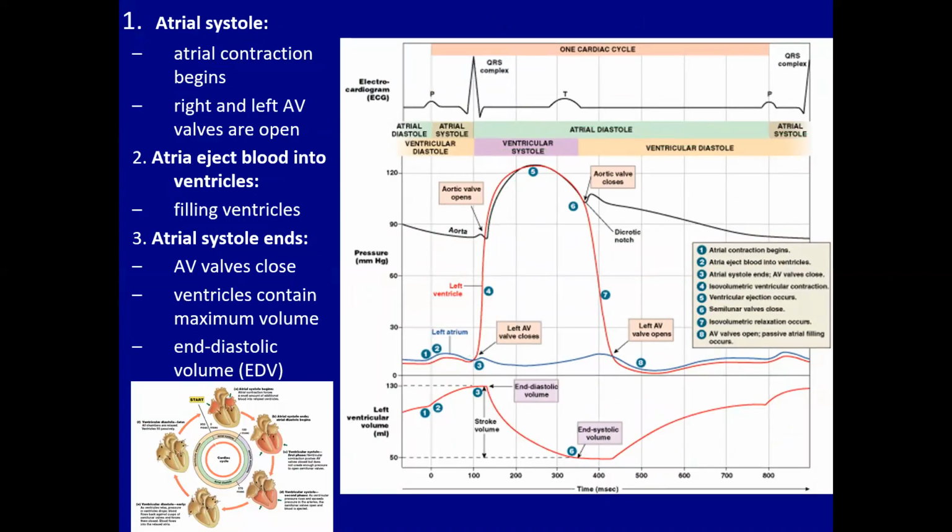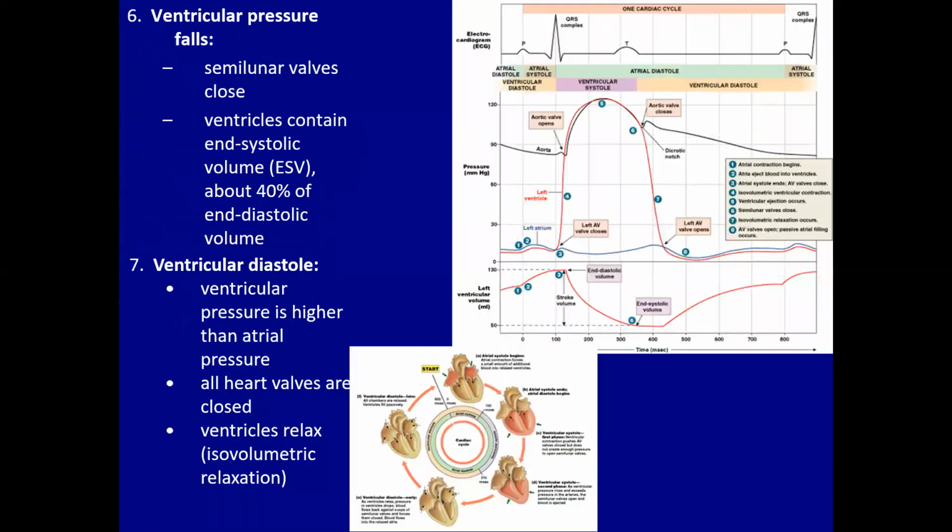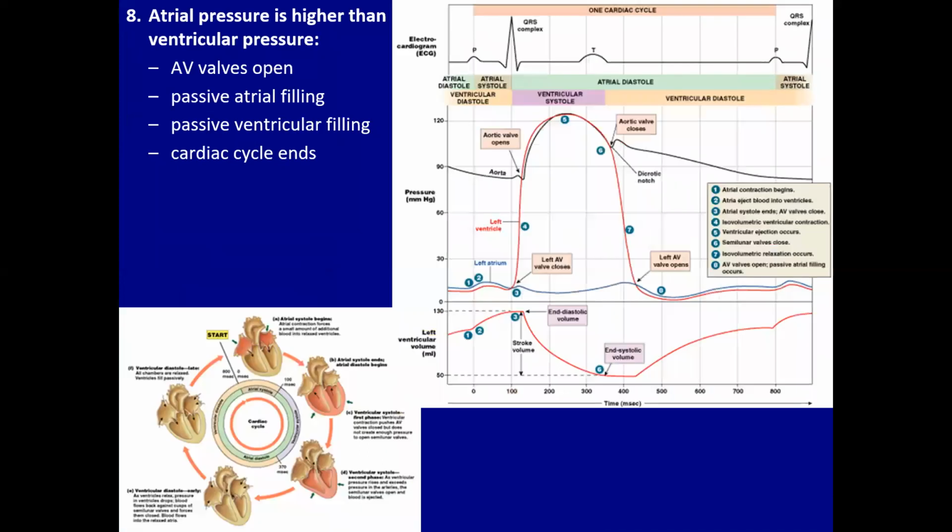All right, I just talked through all of that. All right, when we finally get to step 8, that atrial pressure is actually higher than the ventricular pressure because you've got this passive atrial filling, the ventricles are also filling, and you're at the end of the cardiac cycle.